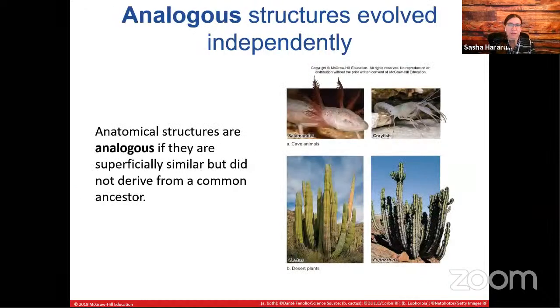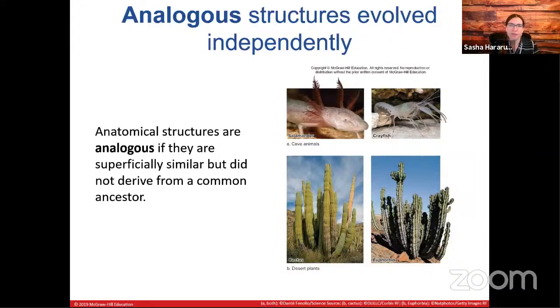All right. Sometimes organisms appear similar on the outside. However, they do not really have a common ancestor. If two organisms have similar structures but do not have an ancestor in common, then these structures are considered analogous. So analogous structures evolved independently.